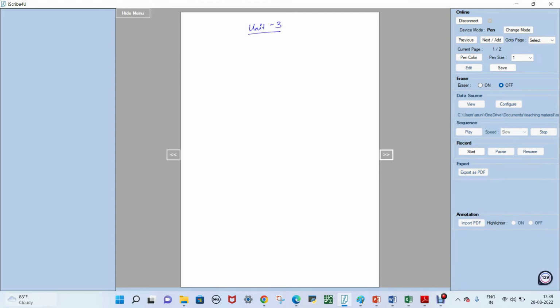Unit 3. The first part of Unit 3 is regarding heat pumps, heat engines, and the Carnot theorem, and then the corollaries of the second law. All these things come in the first part. The second part covers another important topic, that is entropy. So today we will discuss the first part.